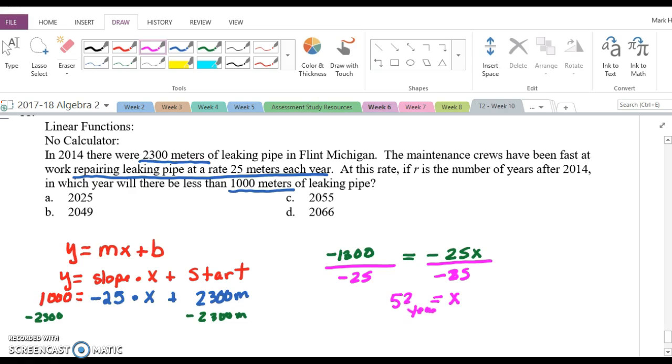There's no 52 here. But we realize that when we go back and read the problem, it says in 2014. So this was all based on the year 2014. So we're going to take 2014 and we're going to add that 52 years on top. So that's the year 2066. So it's going to take that long to get down to only 1,000 meters of leaking pipe left.